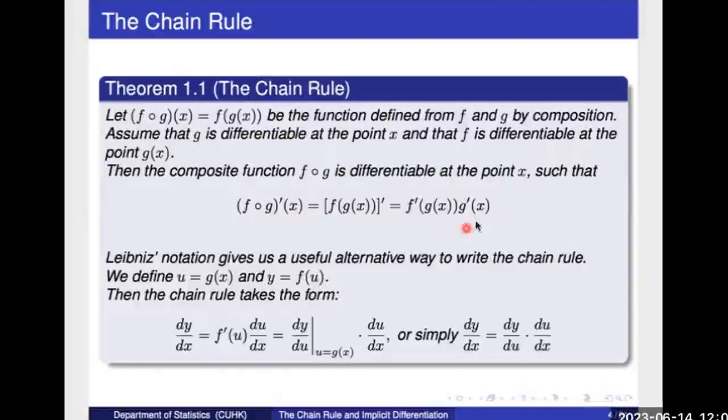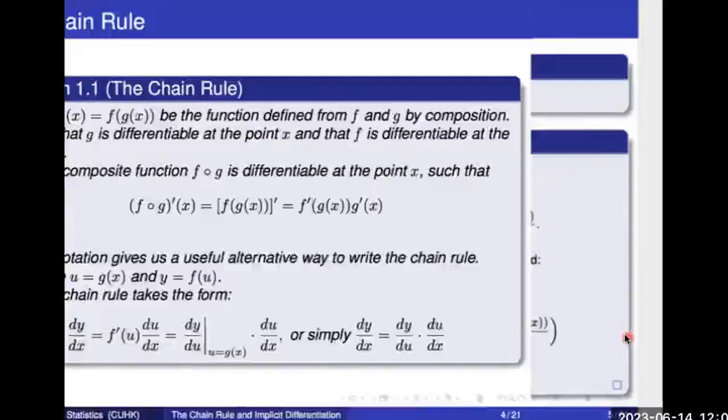Leibniz notation gives us a useful alternative way to write the chain rule. We define u = g(x) and y = f(u). Then the chain rule takes the form dy/dx = f'(u) times du/dx = dy/du evaluated at u = g(x) times du/dx, or simply dy/dx = dy/du times du/dx.